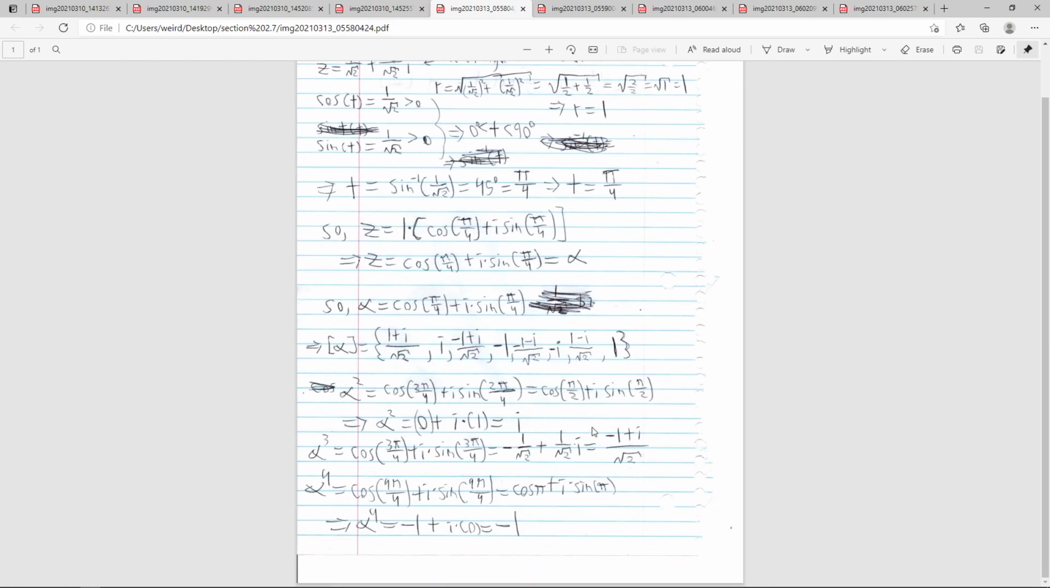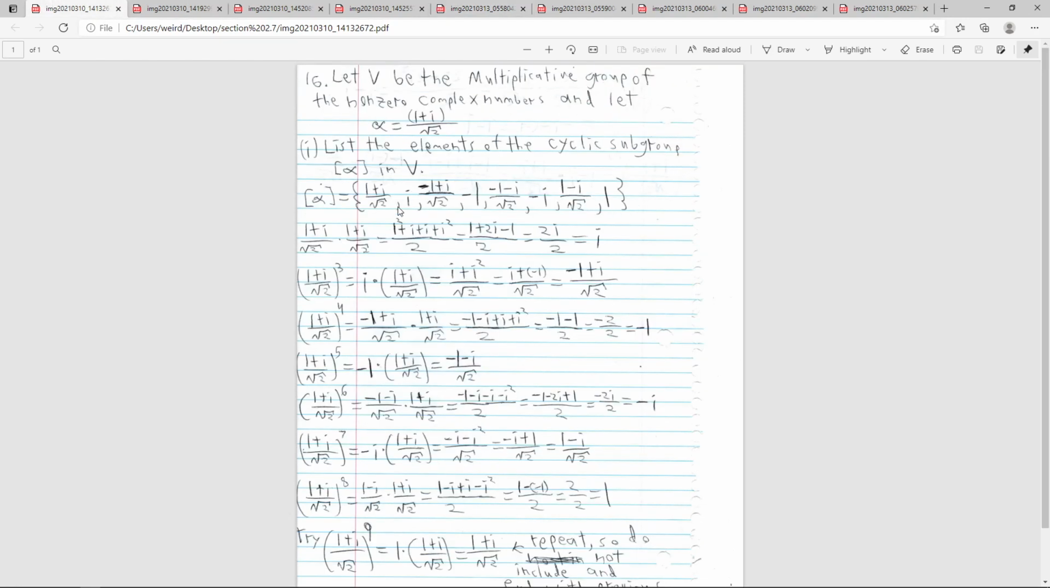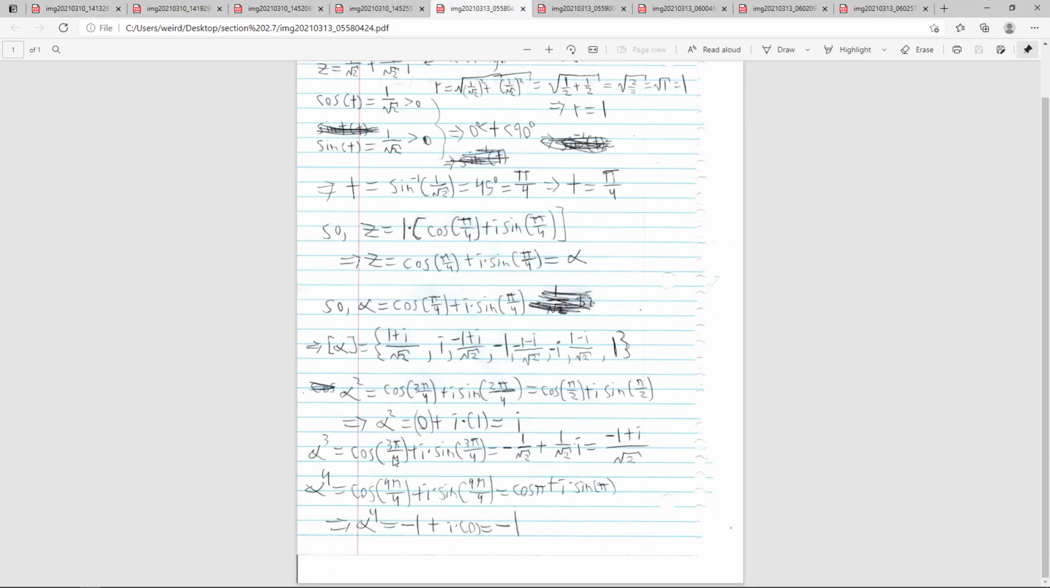You do get cosine of pi halves plus i sine pi halves, for example, for the second one, and that's cosine of pi halves is 0, and i times sine pi halves, sine of pi halves is 1, so it's just i, which even fits what we get in the first one. The -1 plus i divided by square root 2 you'll get when you cube it, because you're multiplying by 3 pi fourths.